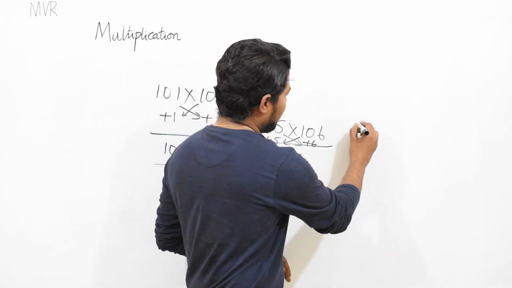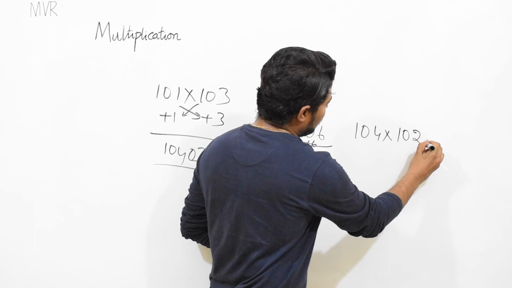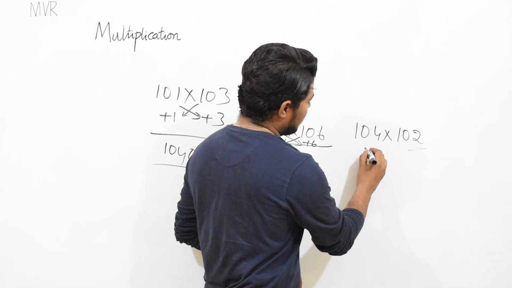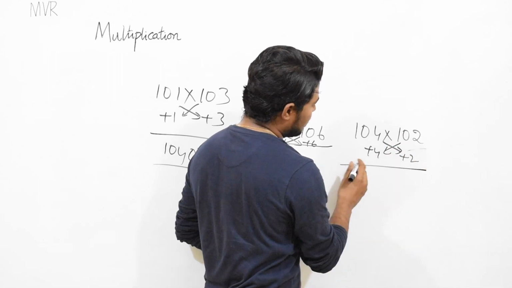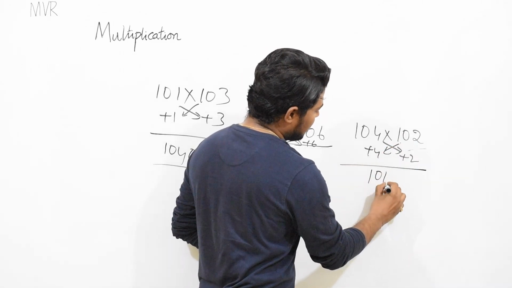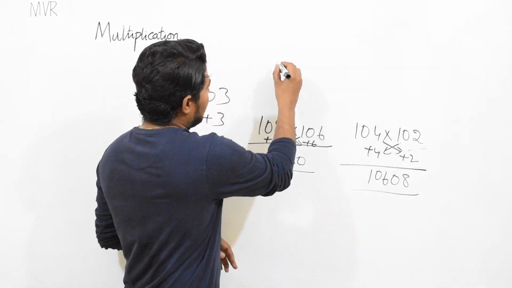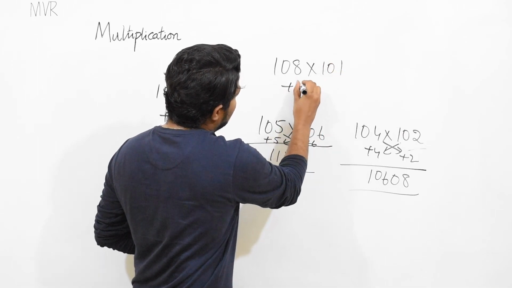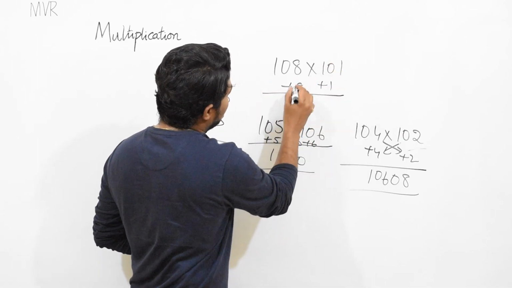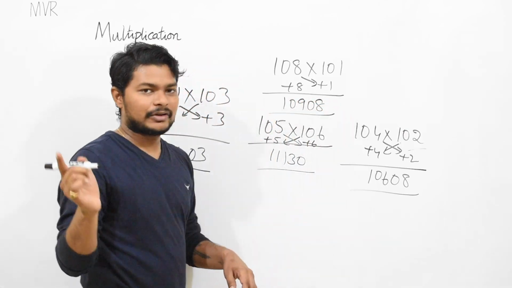And you can take another number. 104 into 102. This will be plus 4, and this will be plus 2. Add crosswise, so this will be 102 plus 4, 106, and 4 into 2, 08. You can take another number. 108 into 101. This will be plus 8, this will be plus 1. This plus this, 109, and 08. If you want, you can check with the calculator.